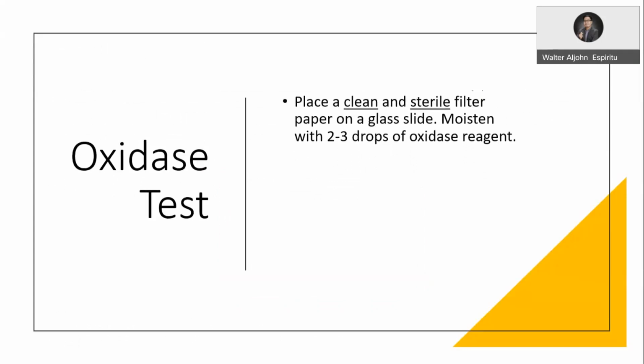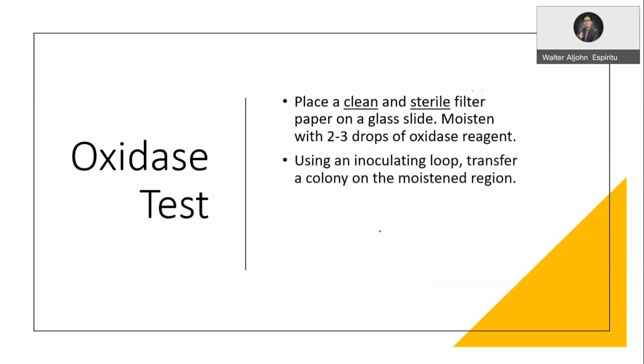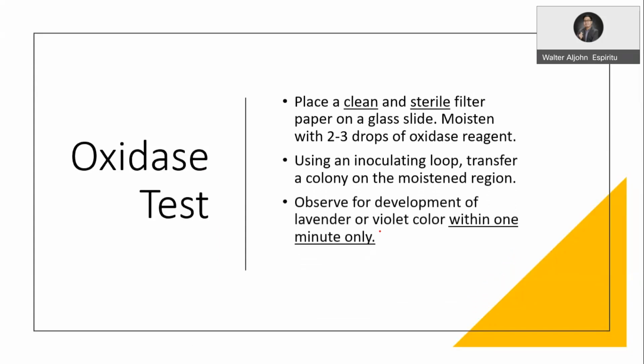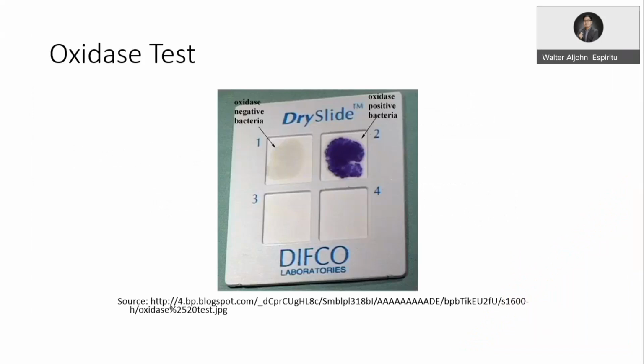So on a moistened slide, add 2 to 3 drops of your agent, and then transfer a colony using the moistened loop that you have. There you will observe for the development of a lavender or violet color within 1 minute only. So this is an example of a slide of an oxidase test for oxidase positive and negative bacteria.